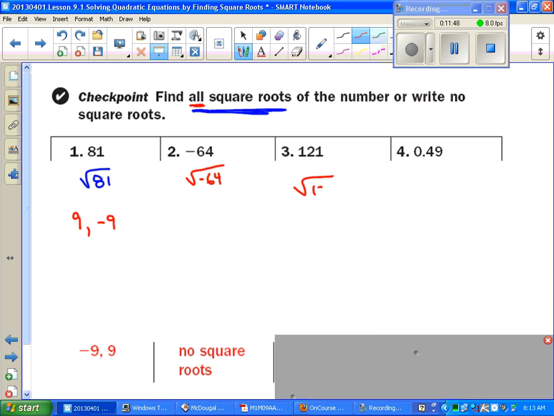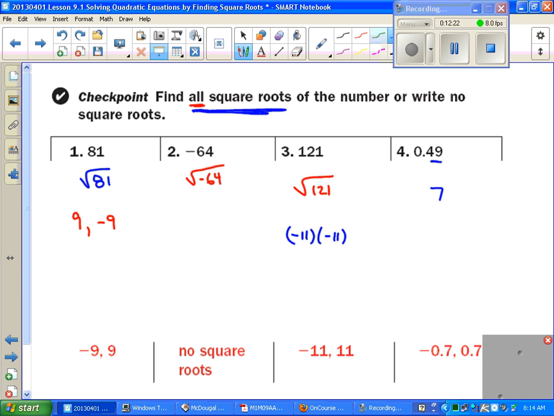121 means the square root again of 121. Both numbers, 11 and negative 11. When you multiply 11 times 11, you get 121. When you multiply negative 11 times negative 11, notice you also get a positive 121. So both numbers. And then the last one looks like it's difficult, but it's really not. 0.49. Notice this number is like 49, just with the decimal moved over 2 spots. What times itself is 49? We all know that number is 7. It's going to be both a 7 and a negative 7, but you have to move that decimal over 1 time and make it 0.7. So both 0.7 and negative 0.7.